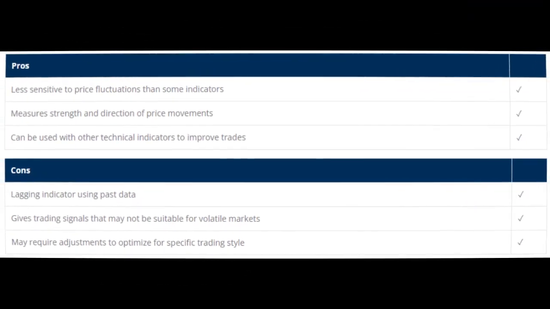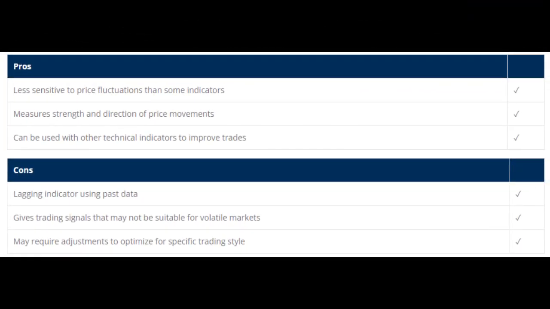Pros and cons, it's a good indicator, but like all indicators, it comes with a share of pros and cons. And here they are right here. When you use it for intraday, keep in mind the pros and cons. Consider incorporating other technical indicators and chart patterns into your strategy. This will help keep it robust.